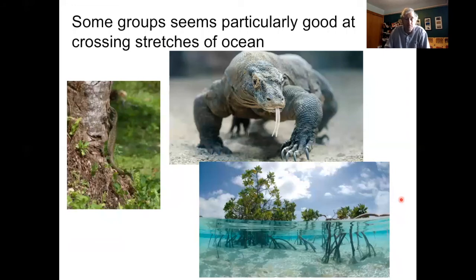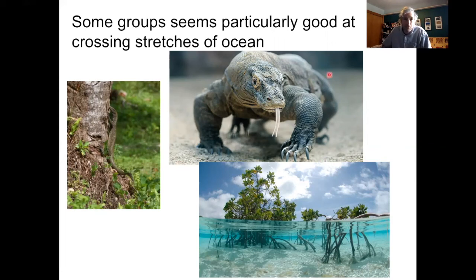There also happen to be some groups of animals and plants that seem particularly good at crossing stretches of ocean. One that we might not expect are monitor lizards. So this is a Komodo dragon. It's the largest lizard in the world. It's native to a few islands in Indonesia. They're massive. They get up to about 9 foot long, and they can be really quite nasty. These things are able to swim under their own power across tens of kilometers of open ocean.